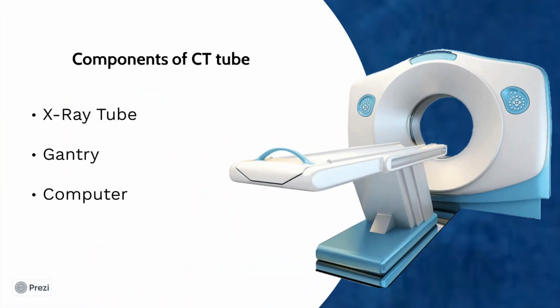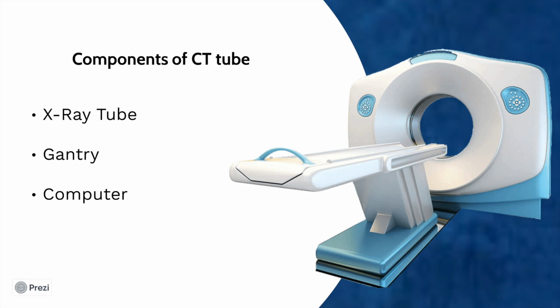The CT machine consists of three components: the X-ray tube, a gantry, and a computer. The X-ray tube works the same as in conventional radiography by producing X-rays from the rotating anode that was heated by the cathode inside the vacuum tube, which also uses the concept of technical factors such as the amount of exposure time, MA, and KVP.